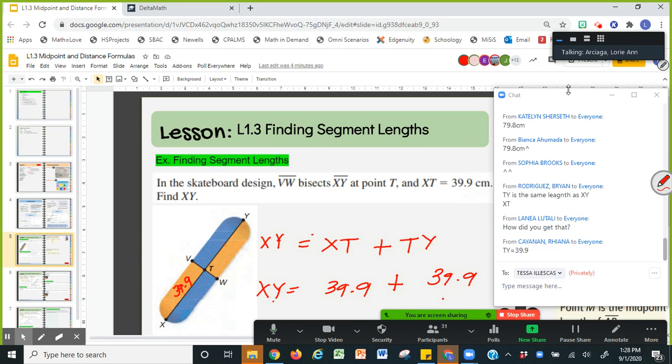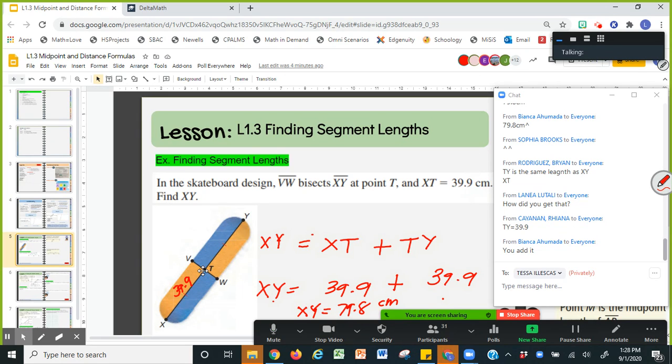So how did you get that? Because by definition of a midpoint or bisector, right? We said it's a bisector here, so that means T is the midpoint, or the middle. Very good. So that means XY will be 79.8. The answer here would be XY is equal to 79.8 centimeters. Okay, cool.